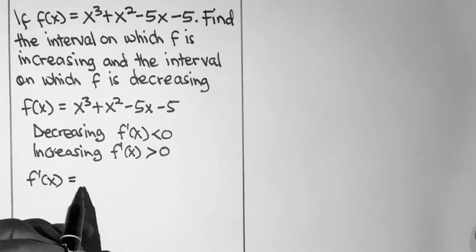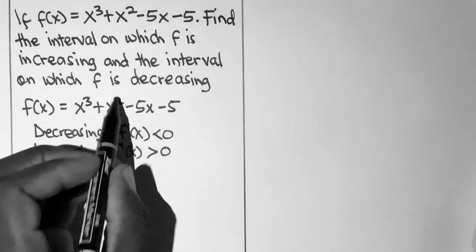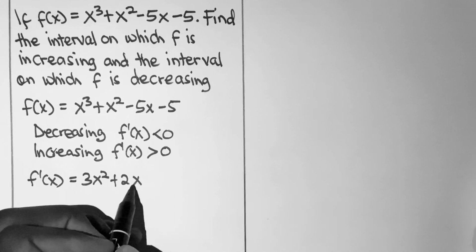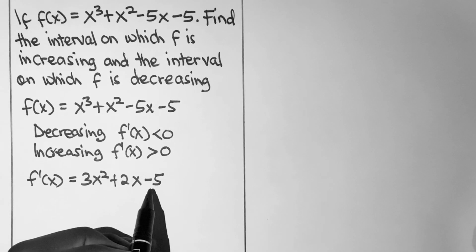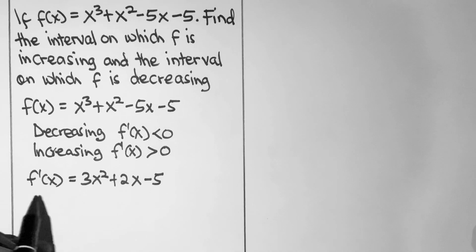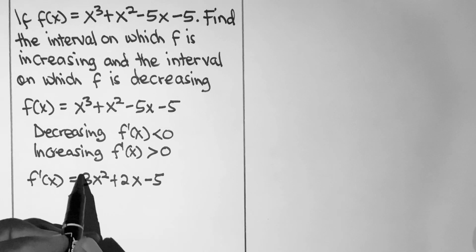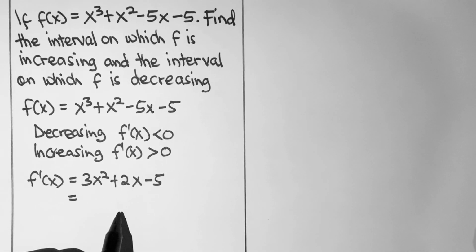So if you differentiate x cubed, you get 3x squared. If you differentiate x squared, you get 2x. If you differentiate minus 5x, you get minus 5. If you differentiate minus 5, it's a constant, so it's 0. So now, this is equal to 3 times minus 5 is minus 15.